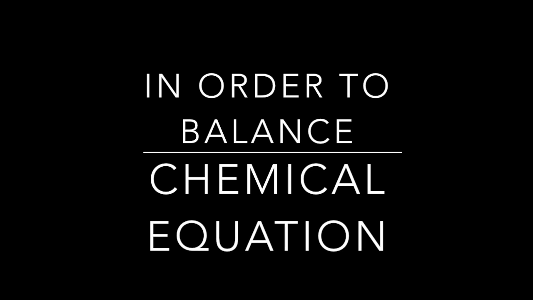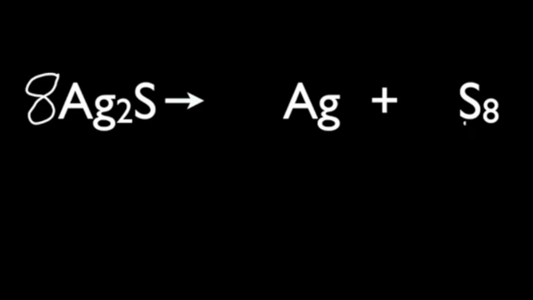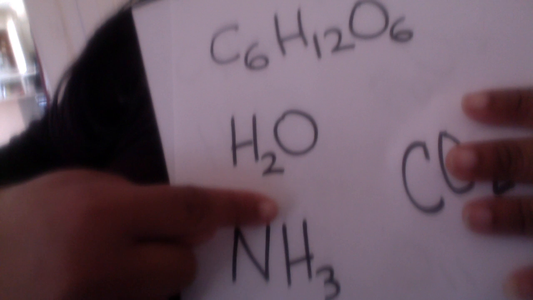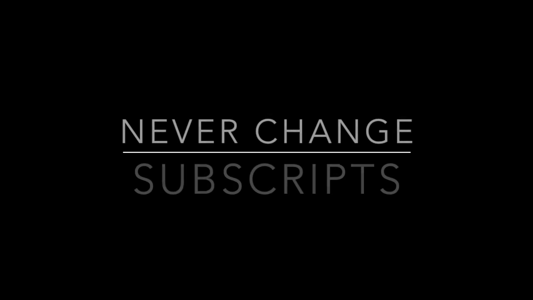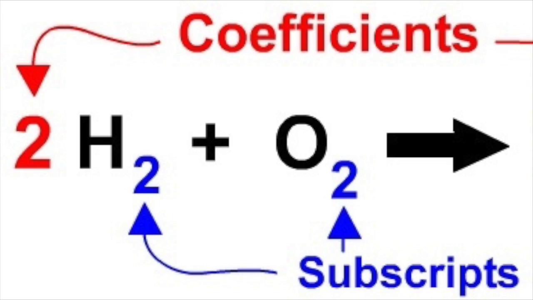In order to balance a chemical equation, you have to know that you can never ever change the chemical formula, which contains the subscripts. Never change subscripts when balancing. The only thing you can manipulate and change are the coefficients, the large number in front of the substance.